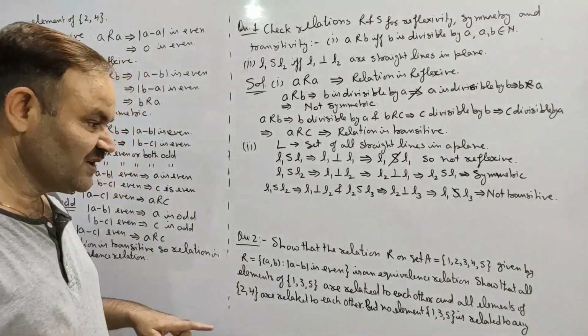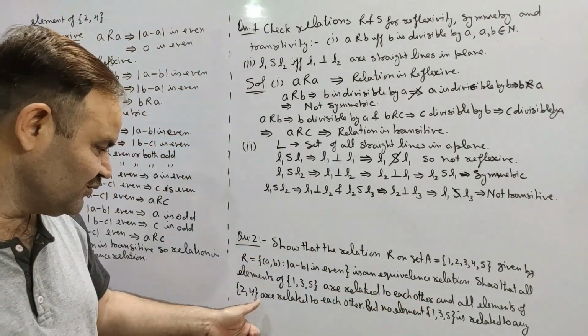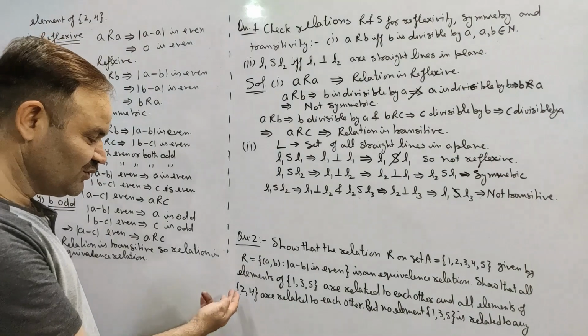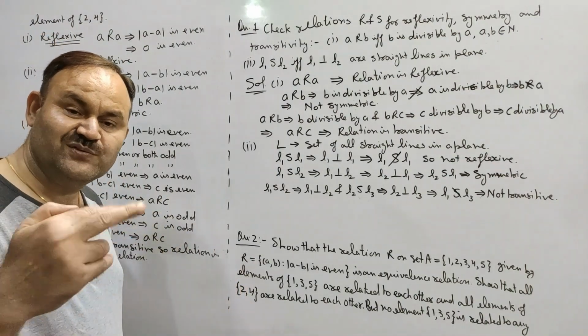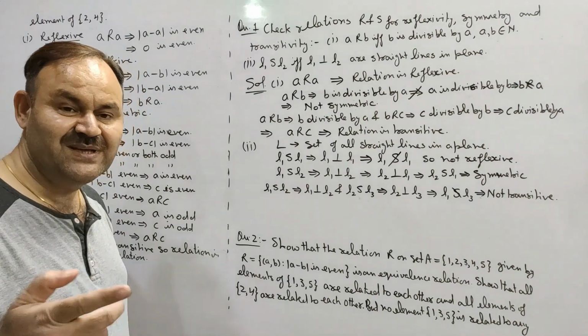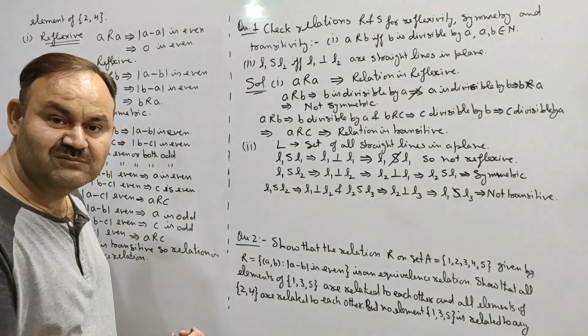Now when we come to the next part, all elements of {2, 4} are related to each other. The set {2, 4} consists of only two elements, 2 and 4, and both are even, and the difference of two even numbers will be an even number. So all elements of {2, 4} will be related to each other.